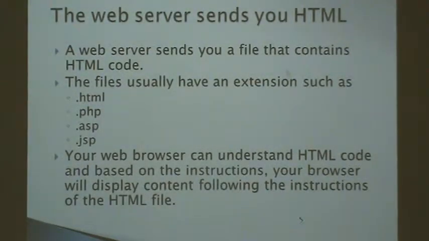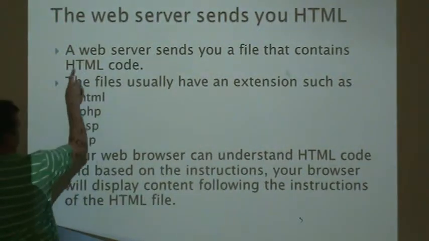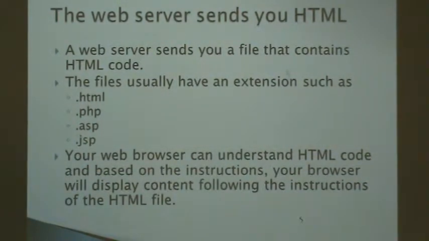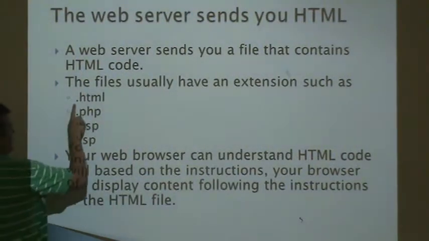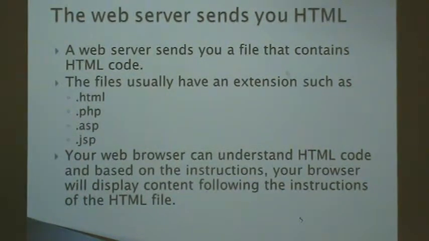Okay, so a web server sends you HTML files. A web server sends you a file that contains HTML code, and we'll look at an example of that in a second. When you receive that, your browser reads those codes and displays a web page based on what it sees. The files typically end in .html. You know how all your files have different extensions, like Word ends in .docx, and Excel ends in .xlsx, right? So different files have different extensions on the end.